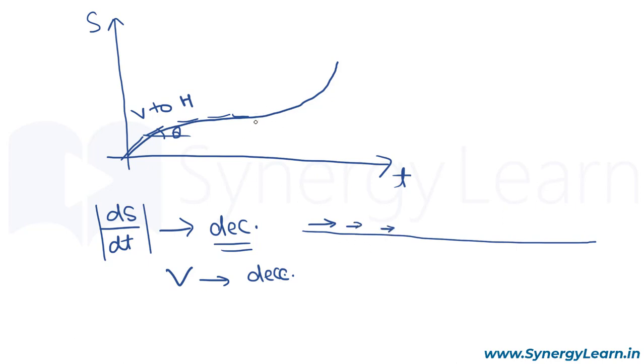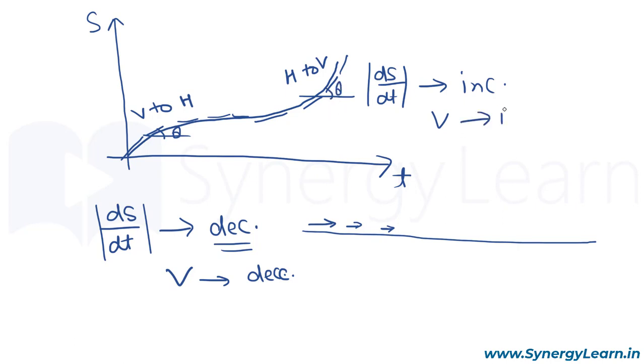In the second half, we can see that the tangent turns from horizontal to vertical. Therefore, mod ds by dt increases, that is, velocity, because the angle is again acute, increases. So the particle has initially decreasing velocity and later increasing velocity. So the velocity first decreases and then increases.